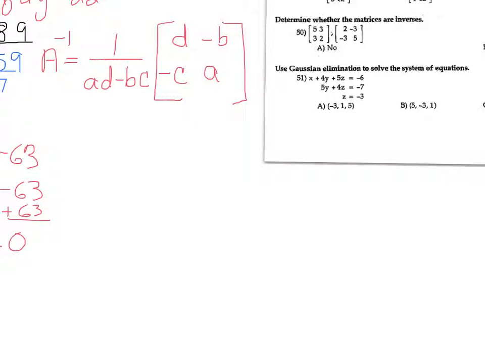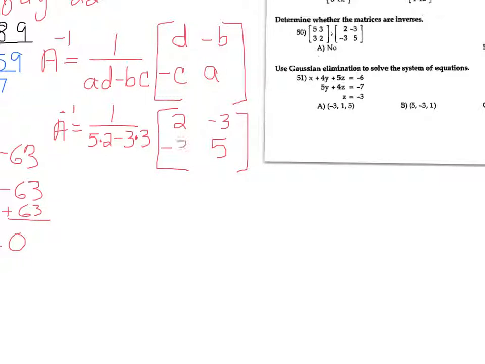On the first one, that is A, B, C, D. So when I try to get the inverse, it is 1 over, what is A? 5. What is D? 2. Minus, what is B? 3. And C is 3. Okay, great. And then when I set up the matrix, what is D? We said that is 2 and 5, and B and C change signs.